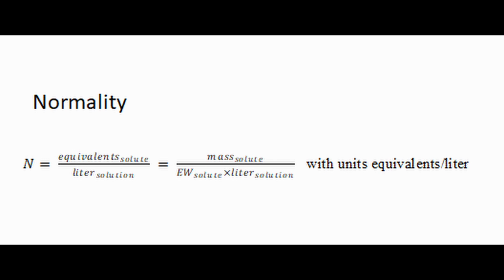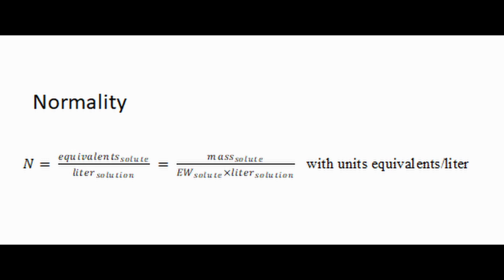Normality can be defined in two ways that end up as the same answer. First, normality is the equivalents of solute divided by liters of solution. Or, in its second form, normality is defined in terms of mass of solute divided by equivalent weight of solute times the liters of solution. Normality has units of equivalents per liter.